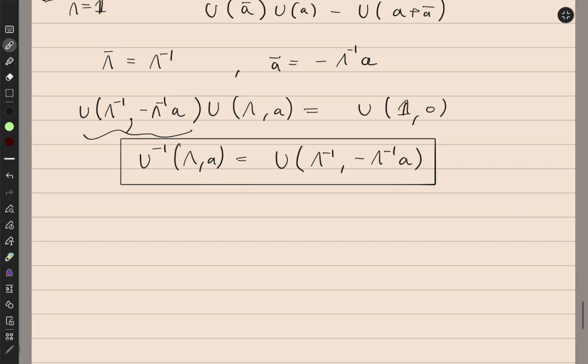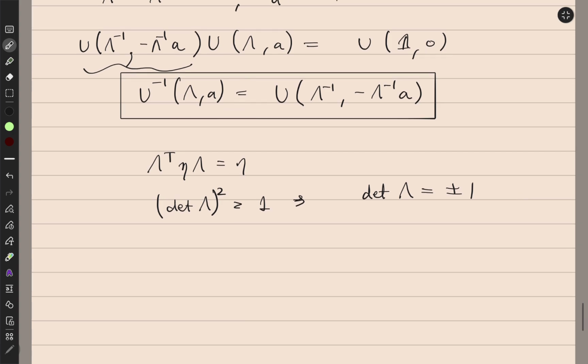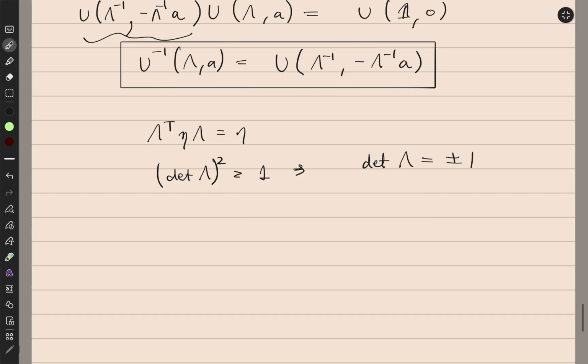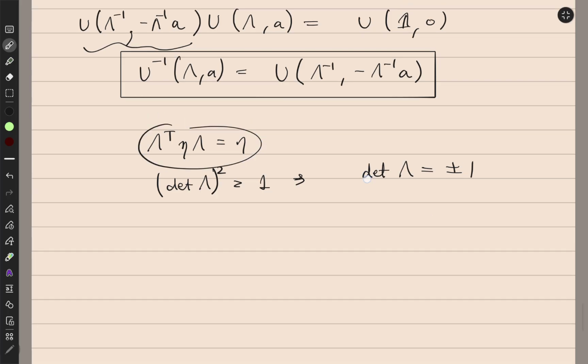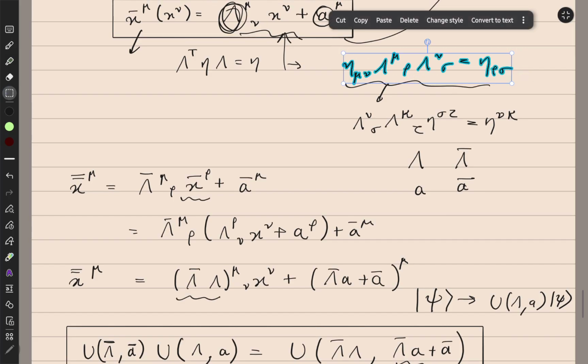And further, more things, for instance, since we know that lambda transpose lambda was eta, if we take the determinant of this whole equation, we'll find the determinant of lambda square to be 1. This would give us two possibilities. The plus sign is for proper Lorentz transformations and minus 1 is for improper ones. And furthermore, we can also use the component version of this identity, which was written here, this guy.